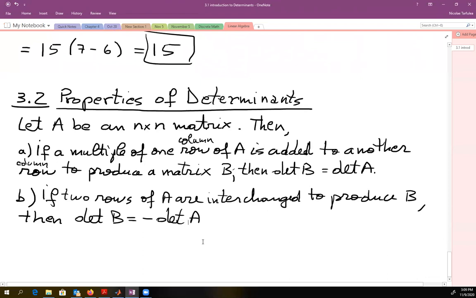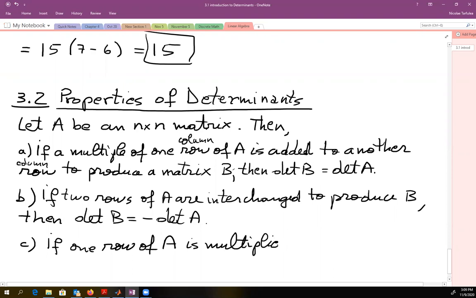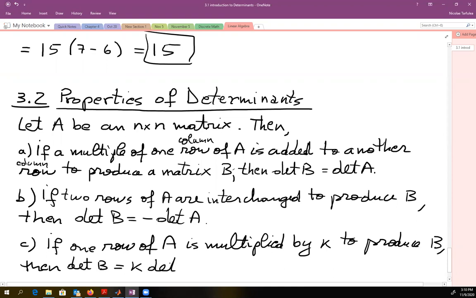And finally, another property which I can list here: if one row of A is multiplied by K to produce this matrix B, again an n by n matrix, then the determinant of B is K times the determinant of A.